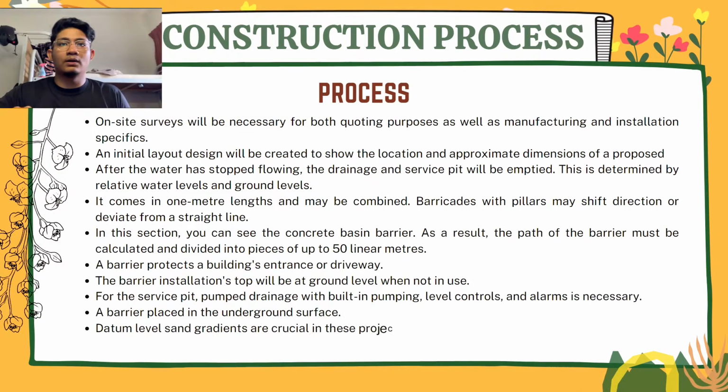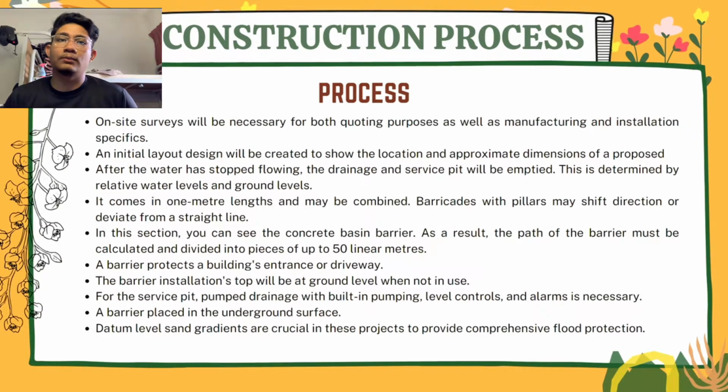I'm going to talk about the construction process. First, an on-site survey will be necessary for both plotting purposes as well as modification and installation specifics. An initial layout design will be created to show the location and approximate dimensions of the barrier. After the water has stopped flowing, the drainage and surface speed will be attended to. This is determined by the relative water level and ground level.